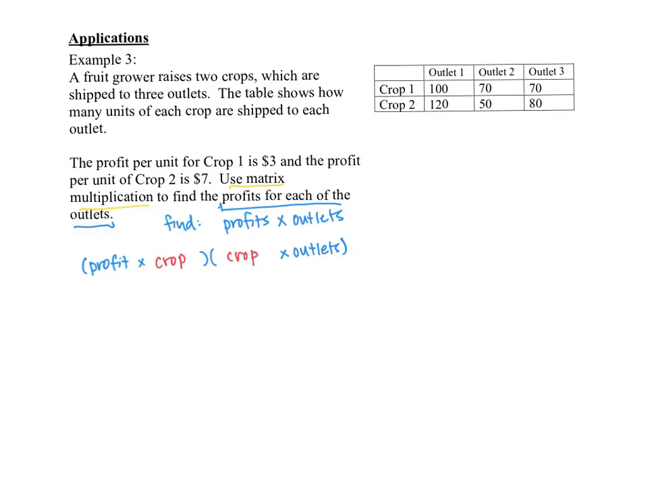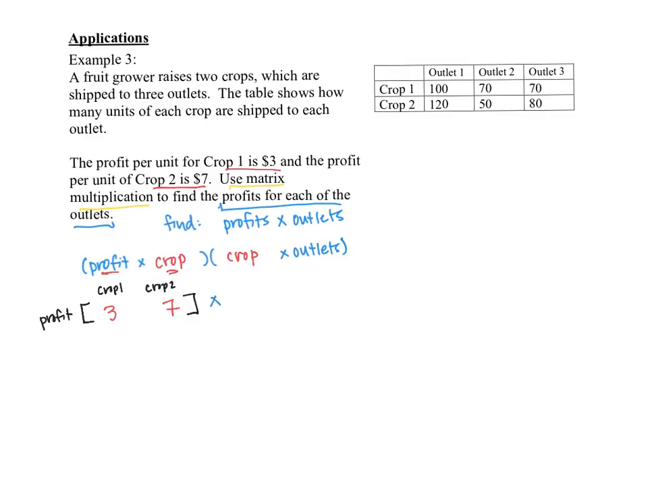Now I just need to make my matrices match up with this. Okay, remember the first, this is the rows, this is the columns. So I want rows of profits. Let me write this. Row is profit. I want the columns to be crops. How many crops are there? 2 crops. So crop 1, crop 2. Okay, let's see. What is the profit per crop 1? The profit per crop 1, is it given? There it is. Crop 1 is $3. Crop 2, $7.